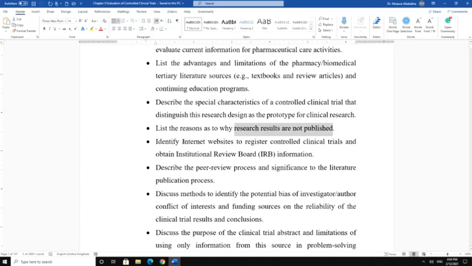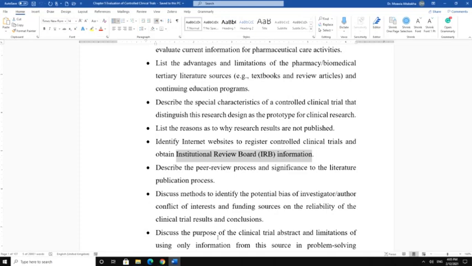Also, you need to give examples of websites in which controlled clinical trials need to be registered. So we need to know such as what, and you are already aware of clinicaltrials.gov as one of these registries. Also, you need to inform about the importance of IRB. IRB is the Institutional Review Board, and it's also referred to as Ethics Committee.